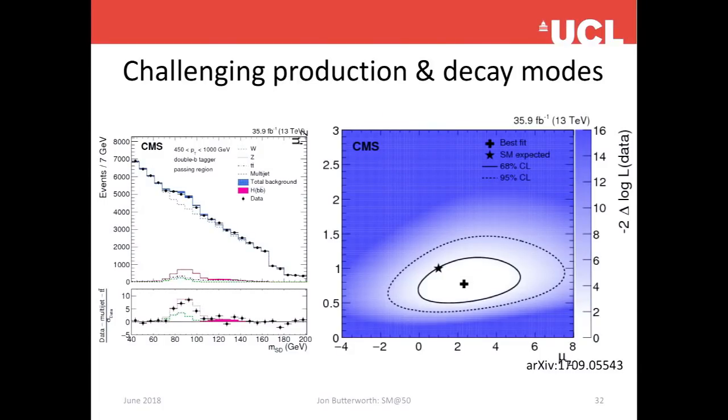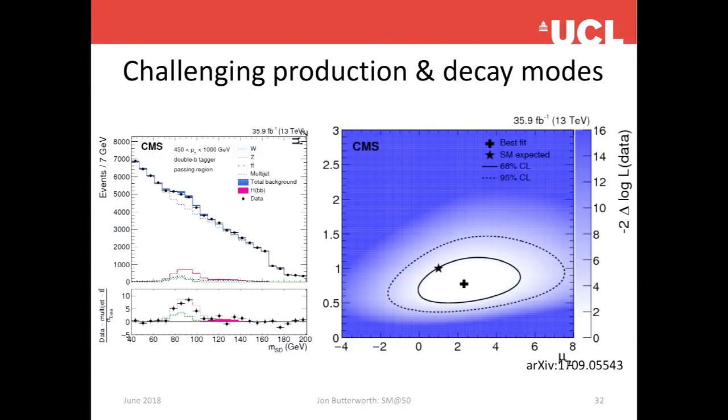And this is one I've actually worked on myself, although not the measurement, but on the techniques behind it. Coupling those production and decay modes together, the most common production mode for the Higgs is gluon-gluon, which doesn't have many distinguishing features except that it produces a Higgs.